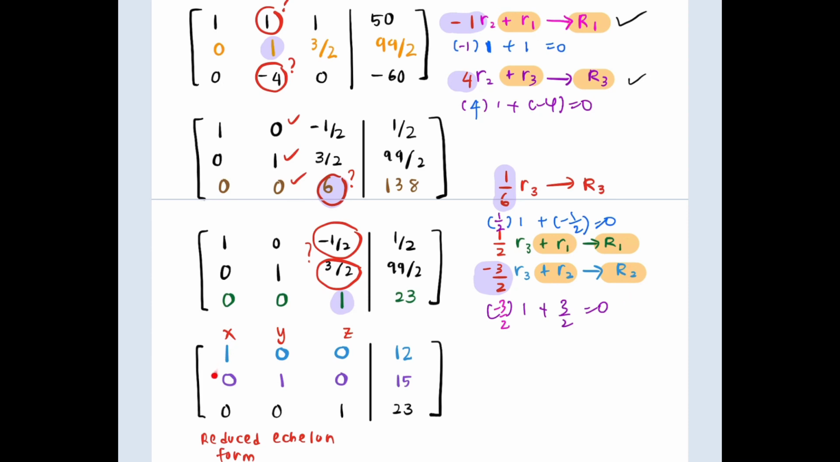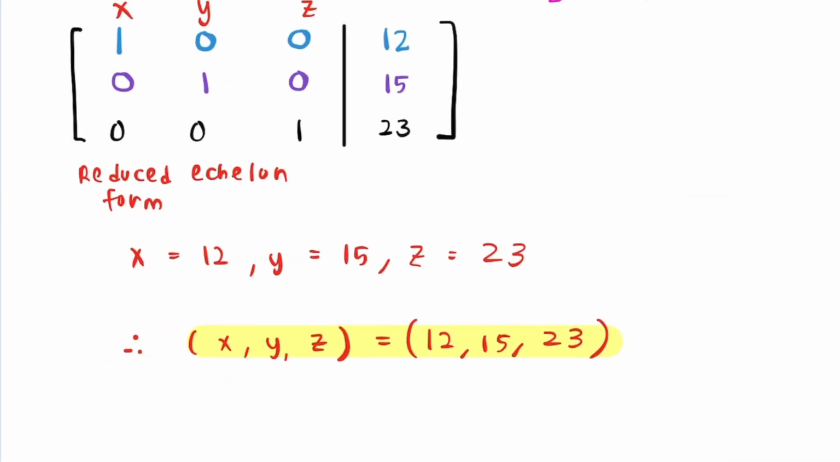So finally, we have achieved the reduced echelon form, using the Gauss-Jordan elimination method. So now let us straight away read our answer. Z is equal to 23, Y is equal to 15, and X is equal to 12. So you can write everything in terms of coordinates. X, Y, Z will be equal to 12, 15, 23.